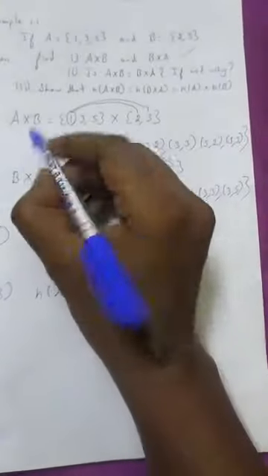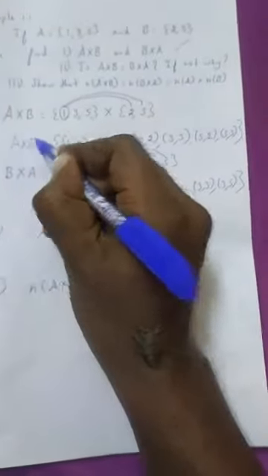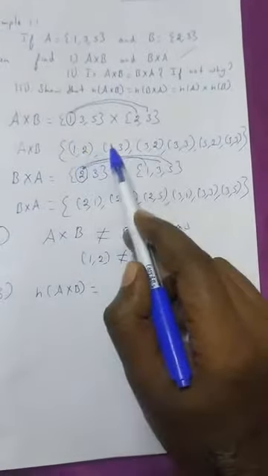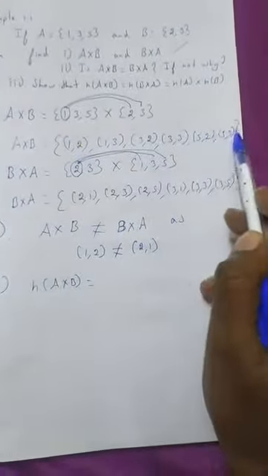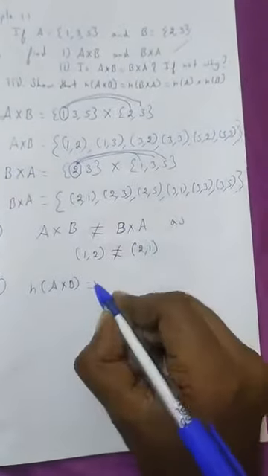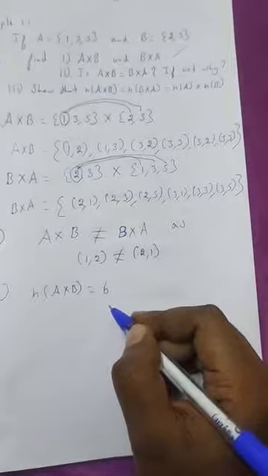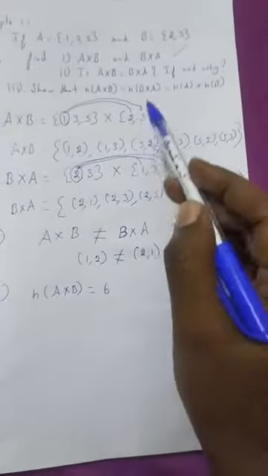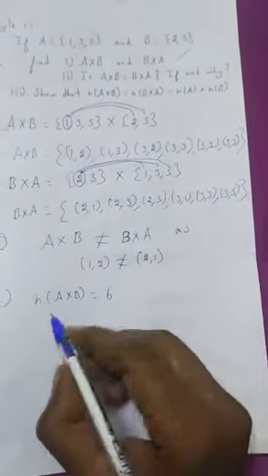Here what is A cross B? This is A cross B and this one is B cross A. So how many elements here? 1, 2, 3, 4, 5, 6. Therefore the number of elements in A cross B is 6. We have 6 elements there, right? Okay. Now what is the next one? N of B cross A.